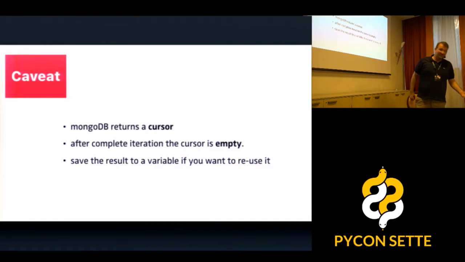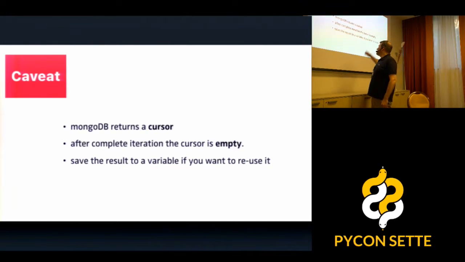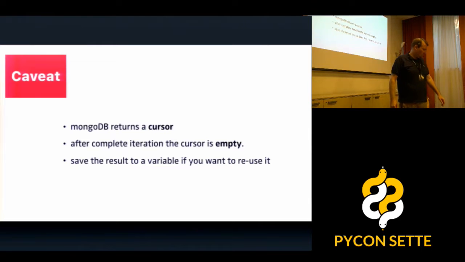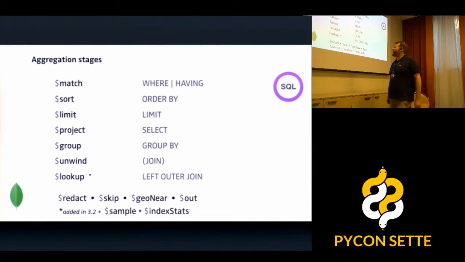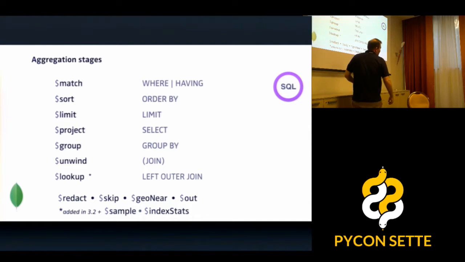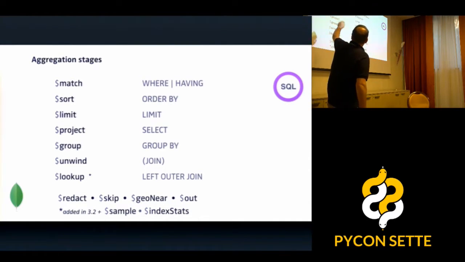So as I just showed you, there's a big trap. MongoDB returns a cursor. Once it's completed, it's empty. So store your data in a variable if you want to reuse it. And to give you a little more overview of what we have at hand, these are the aggregation stages we have, and basically they're brothers and sisters in the SQL world. $match is where, having. Sort, order by, quite obvious. Limit, it's quite the same. Project is select, so that sounds weird, but it's very familiar. Group is group by. Unwind is some kind of a join. That's a very unique operator.